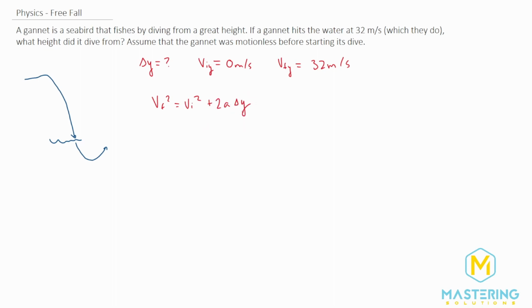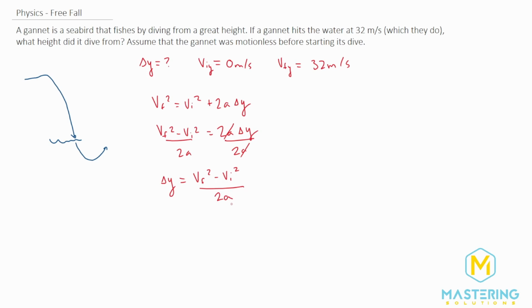We need to isolate the delta y, so let's move the other variables over. So we have v final squared minus v initial squared is equal to 2a delta y. And now let's divide both sides of the equation by 2a. So delta y is equal to v final squared minus v initial squared divided by 2 times the acceleration.